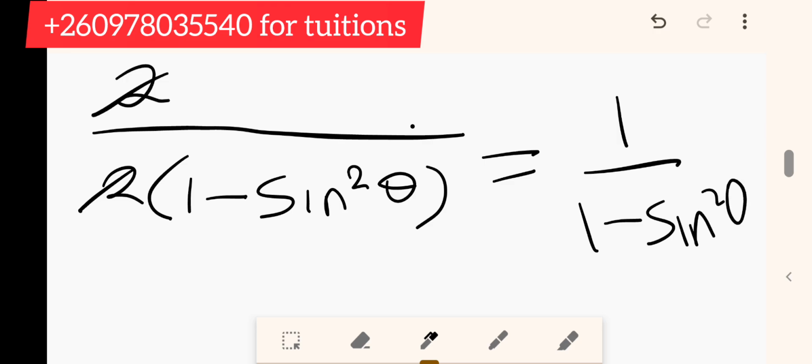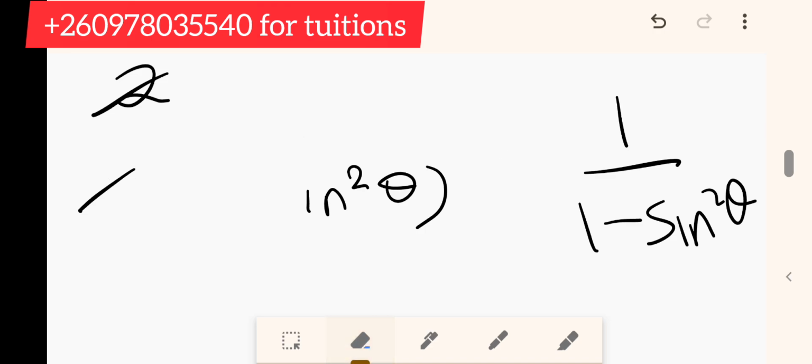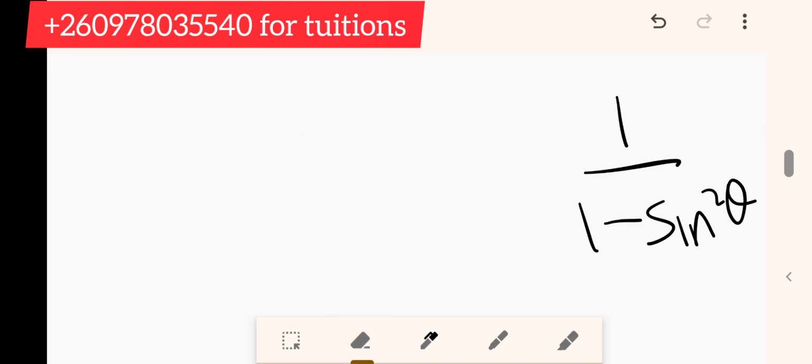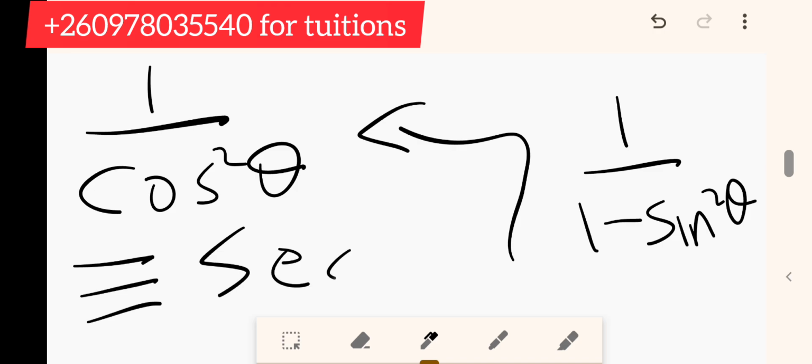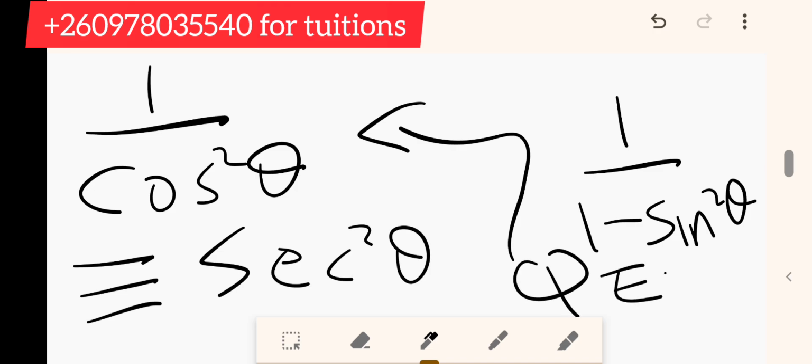Now remember the rule that 1 minus sine squared theta is the same as cos squared theta. So what I'm going to have is 1 over cos squared theta. This is the same as sec squared theta. So we have proved it. You can even write QED, quite easily done. This is the most feared question in pure mathematics, but we have known how to solve it.